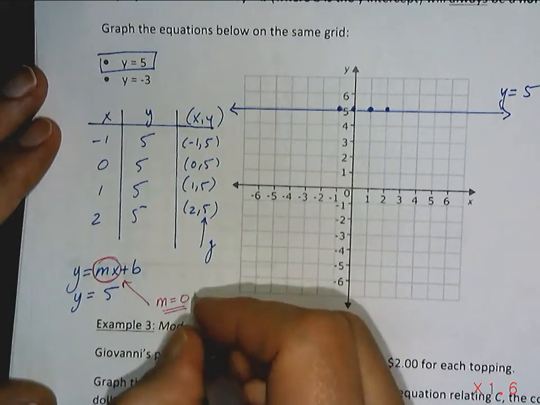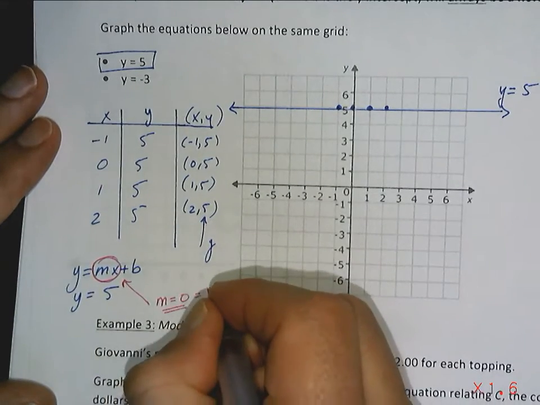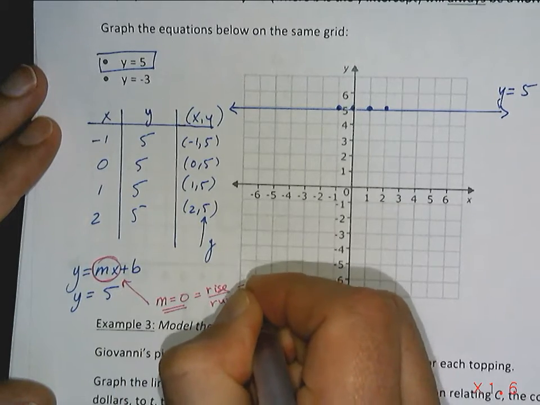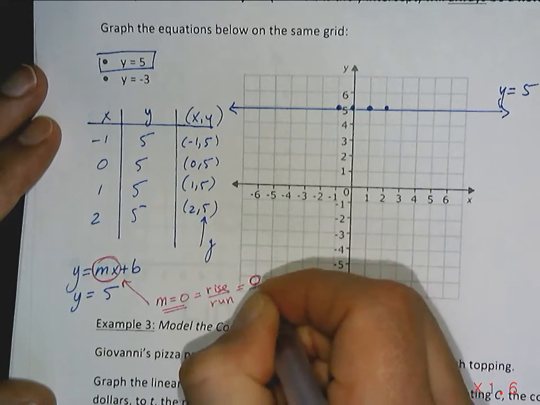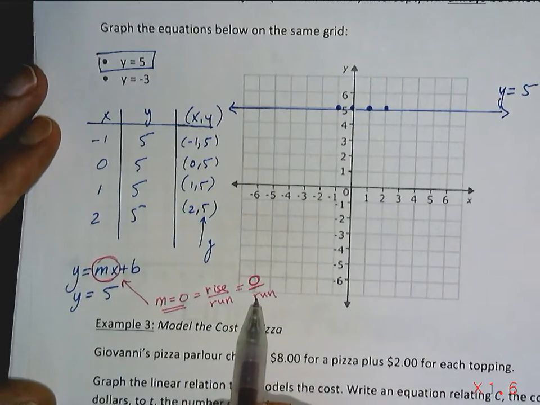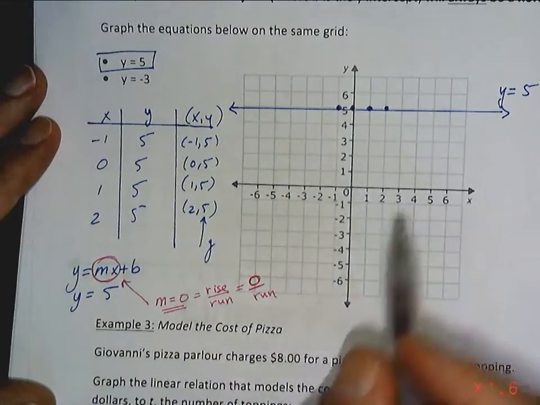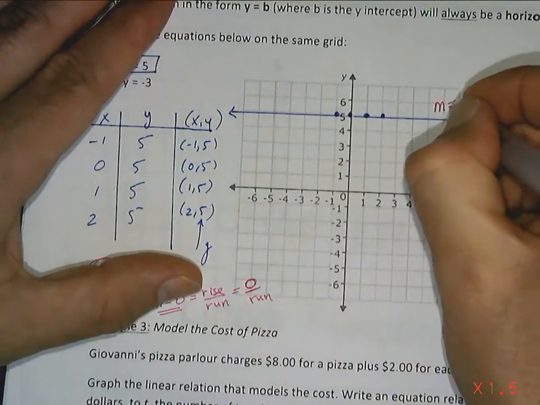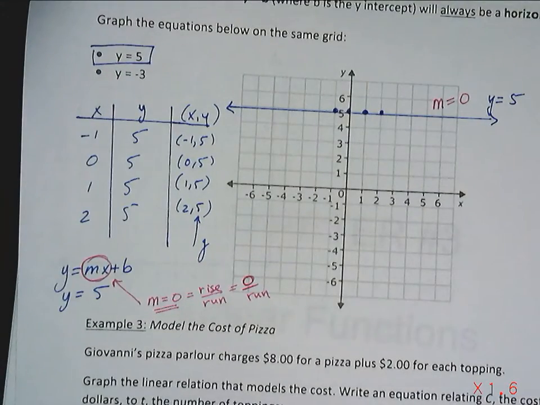Now, if you think about a slope being 0 and it being in terms of rise over run, that means there must be absolutely no rise and lots of run. That's how you get 0. 0 divided by a number is 0. This is a horizontal line. This has a slope of 0. And that's how all of that goes together. So, that was how I graphed this one.